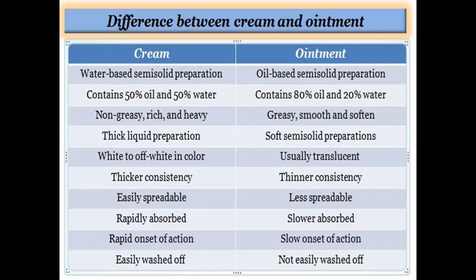In creams, it should be a water-based semi-solid preparation, while ointment is an oil-based semi-solid preparation. Creams contain 50% oil and 50% water, while ointment has 80% oil because it is oil-based, and 20% water. Creams are non-greasy in nature, rich and heavy, while ointments are greasy, smooth and softer. Creams are thick liquid preparations compared to ointment, which is a soft semi-solid preparation.